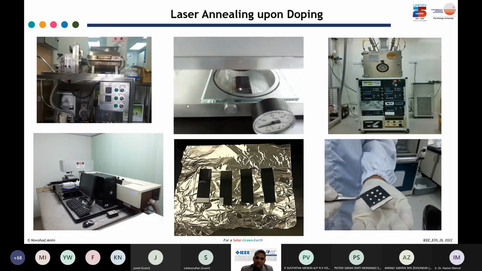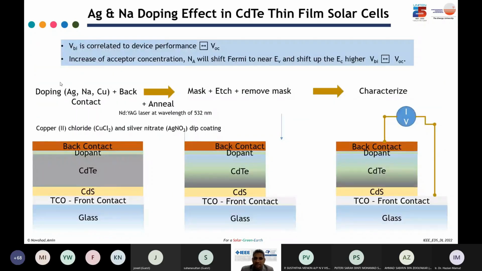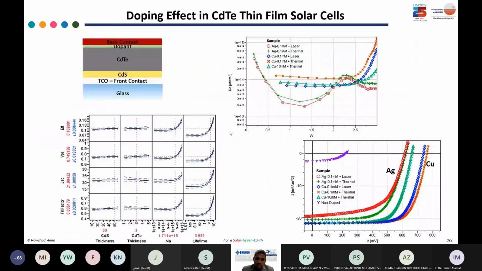So we tried to dope this cadmium telluride by different processes, like laser annealing as well as thermal annealing. We put silver, sodium and copper in the form of solution on top of the cadmium telluride layer, and later we tried to diffuse it using a laser or thermal treatment only. We found very interesting results: laser annealing didn't do that much, but thermal annealing uniformly doped the layer. Okay, that's mostly copper, not the silver.